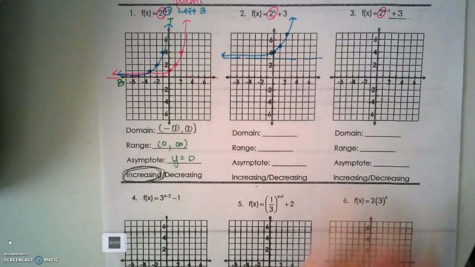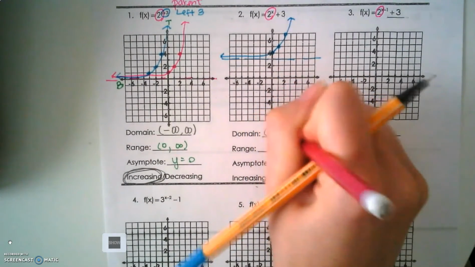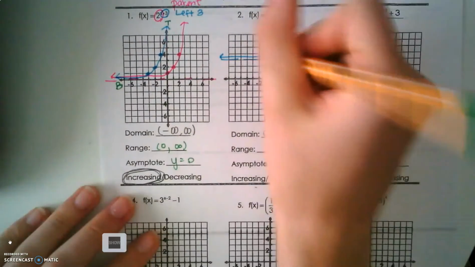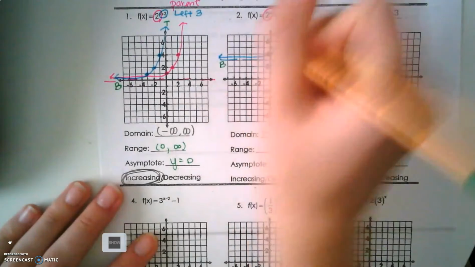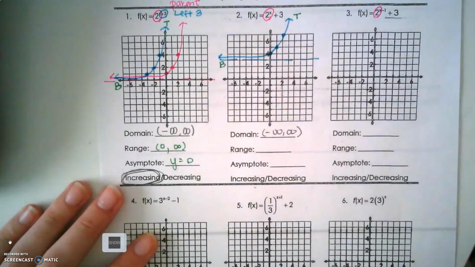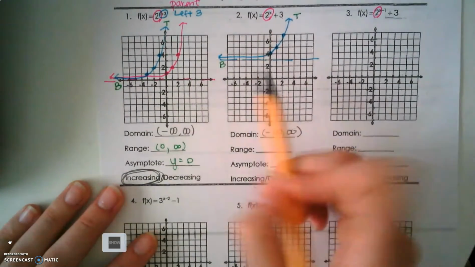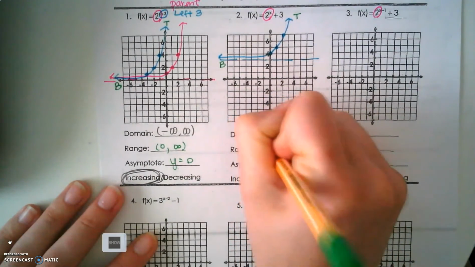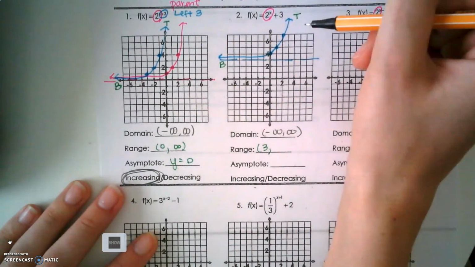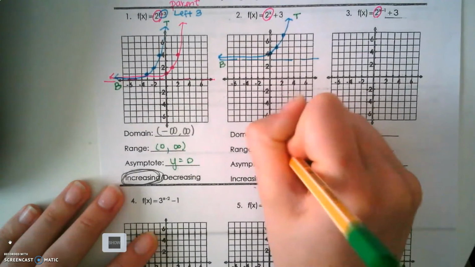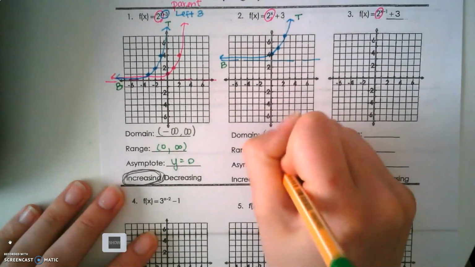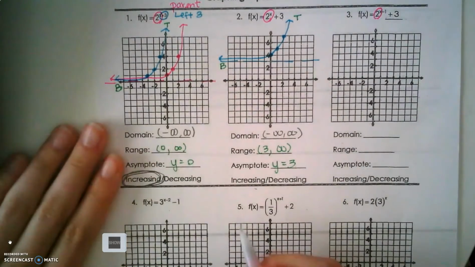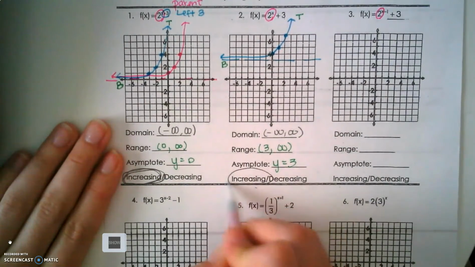My domain is always -infinity to +infinity. My range starts at the bottom and works its way to the top. So bottom, there's my asymptote. I'm not crossing 3. Top, this arrow's pointing towards positive infinity. We just said our asymptote is at 3. And is this function increasing or decreasing? It is certainly increasing.